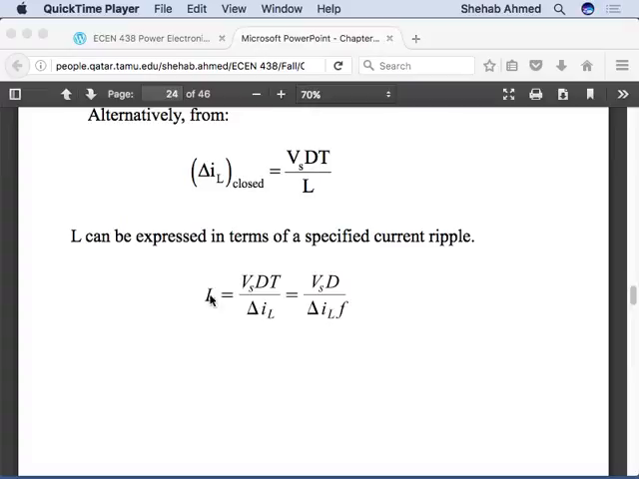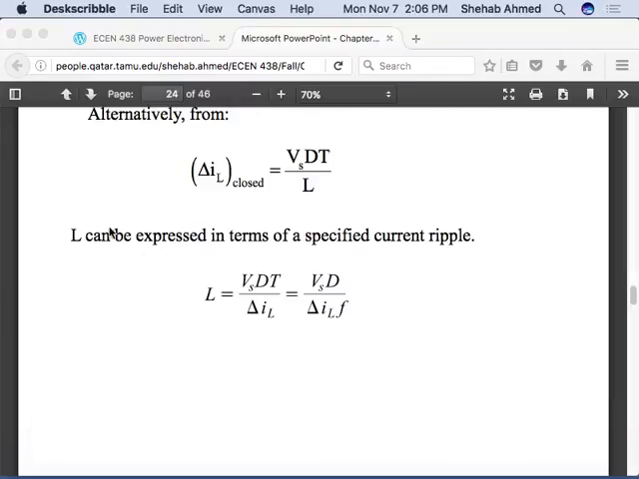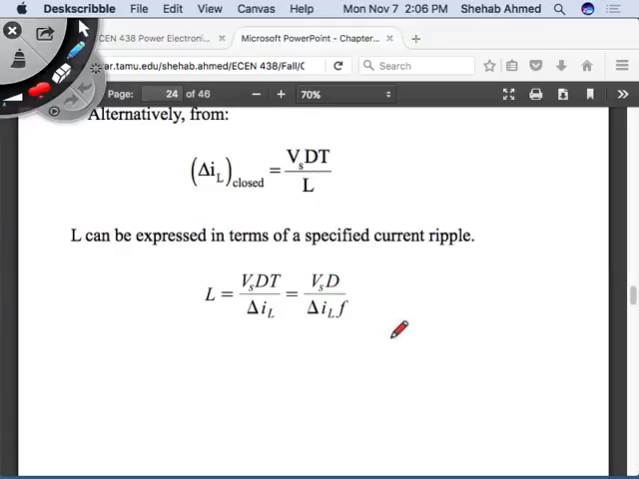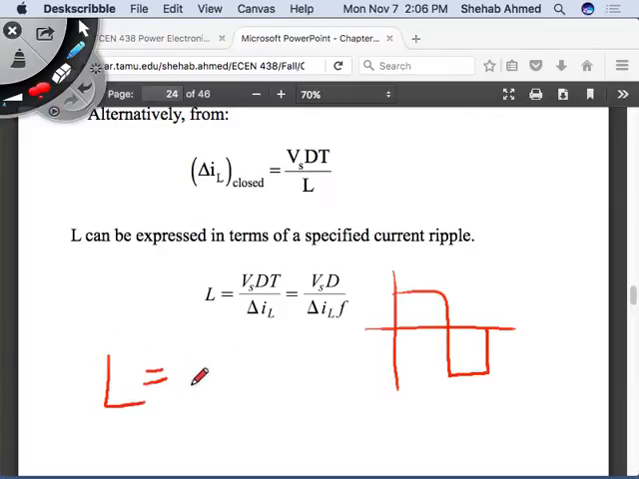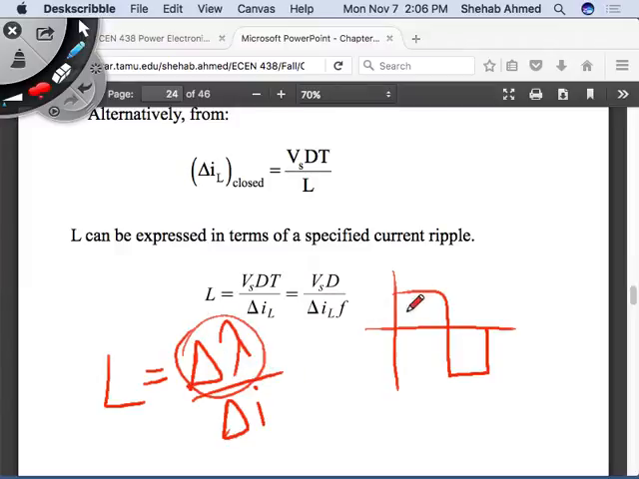L is inversely proportional to frequency, and we understand hopefully why, right? If frequency increases, what happens to your voltage across the inductor waveform? If this is my inductor voltage waveform, my inductance is always equal to delta lambda over delta I spec, right? Always. This is delta lambda. And this delta lambda is the area under the voltage curve. If I increase switching frequency, what happens?